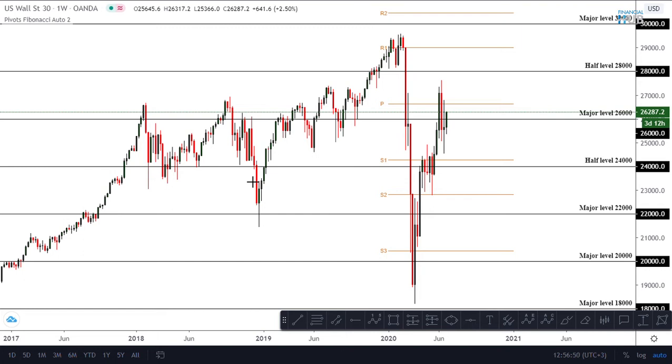So anyway, if you look at it from a weekly chart perspective, which gives me a perspective of probably the last 4 or 5 years.